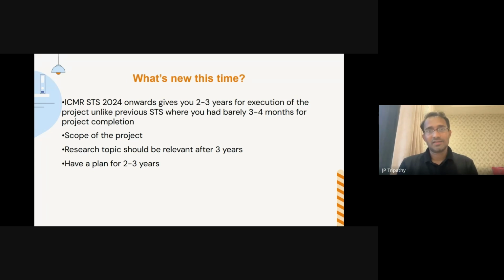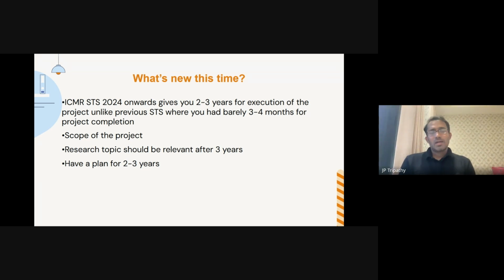As I said, the first summer vacation is to write up a protocol, and if you get selected, in the second summer vacation, you collect data and present an interim report. And in the third summer vacation, you finish your project and submit a full and final completion report. Now, with this change, the scope of the project is slightly different.